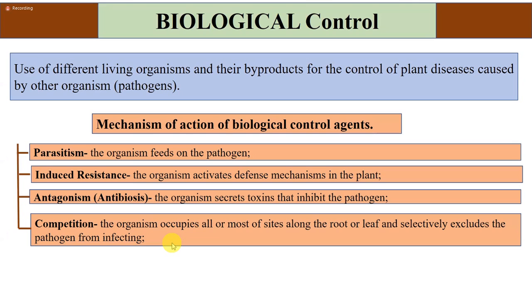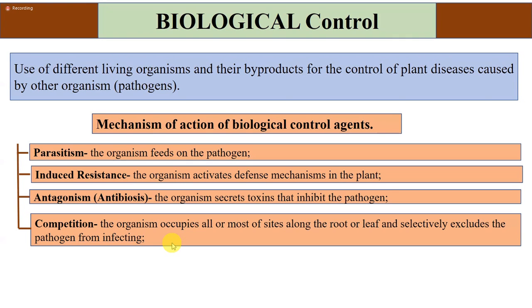Now the second one is antibiosis. That is important. Induced resistance is also important. The organism activates the defense mechanism in the plant. We accelerate the salicylic acid and the defense mechanism of the plants.